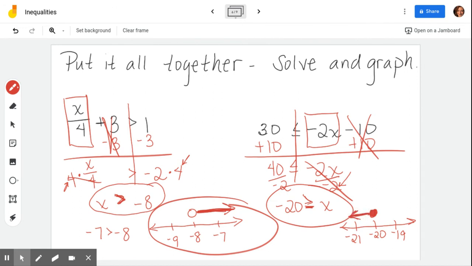Let's make sure. Take the number you shaded past, -21. This would say -20 is greater than or equal to -21. Yes, it is bigger than -21 because negatives count backwards. So I've got my solution. I've got the illustration of my solution.